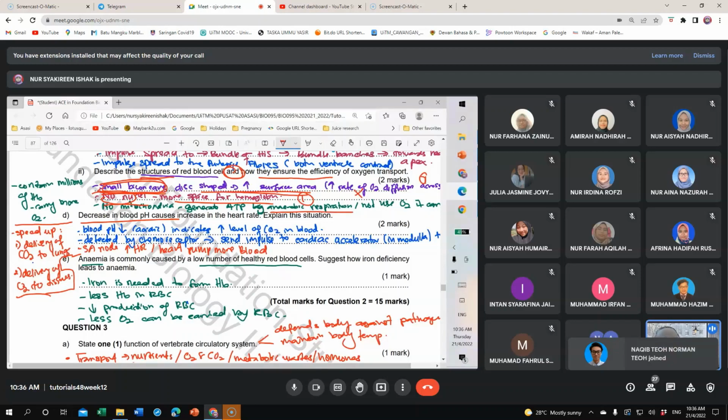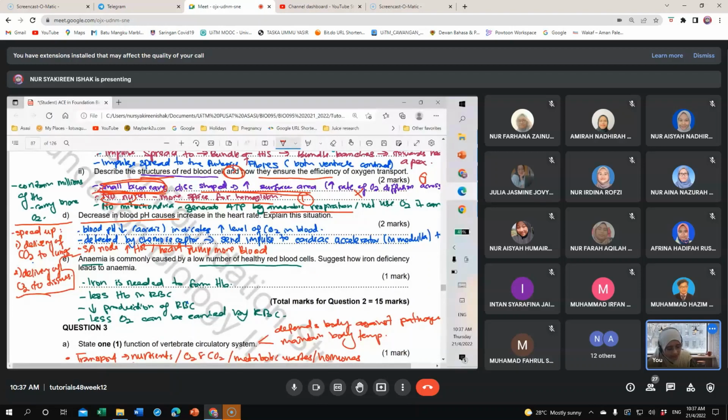Okay, so blood pH decreases, which is acidic, indicating a high level of carbon dioxide. Carbon dioxide dengan air jadi carbonic acid. So the presence of the high concentration of hydrogen ion in your body fluid is detected by chemoreceptor. Okay, chemoreceptor in the medulla, if I'm not mistaken.